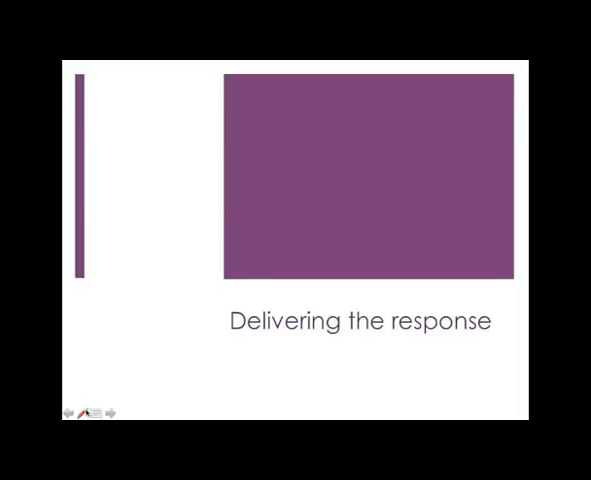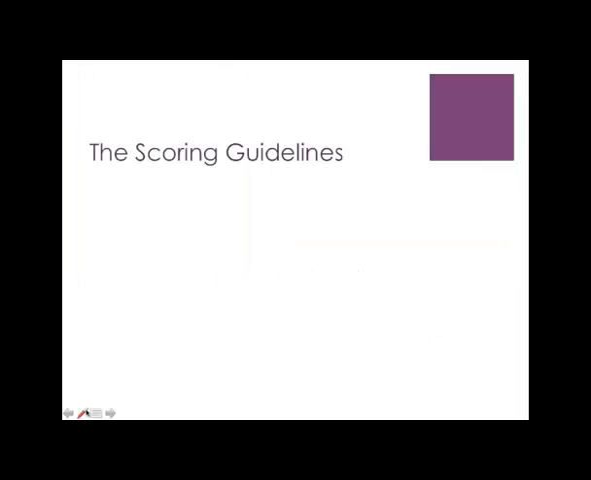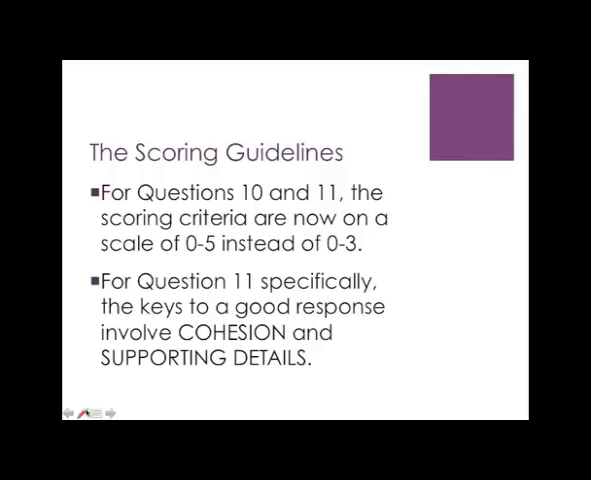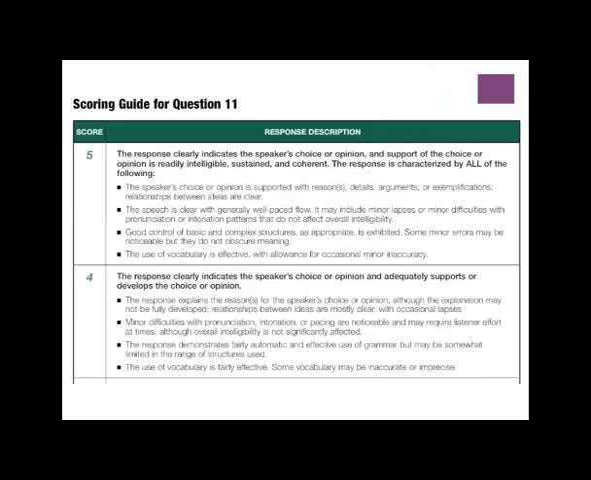So now we're thinking about how to deliver a response. Well, once again, questions 10 and 11, as we mentioned in the previous video, are now scored on a scale of 0 to 5 instead of 0 to 3. And for question 11 specifically, the keys to a good response involve cohesion and supporting details. In other words, we want to be able to use good signal words and, of course, include specific information.